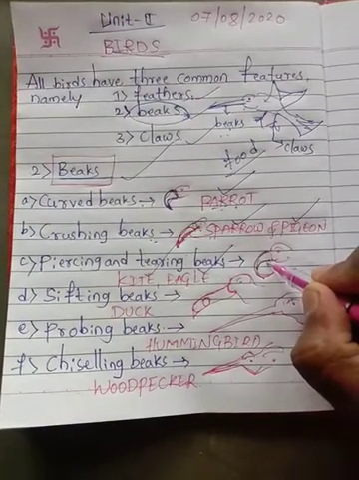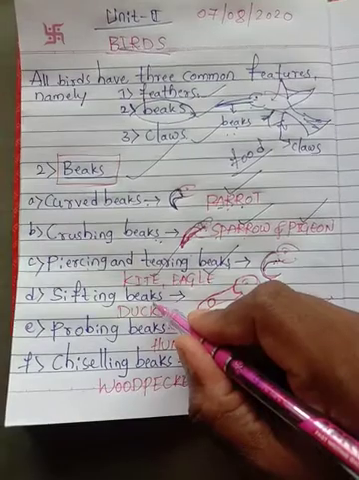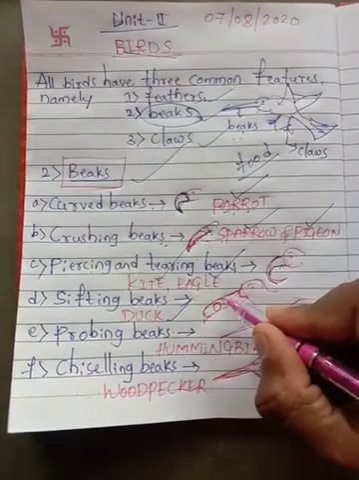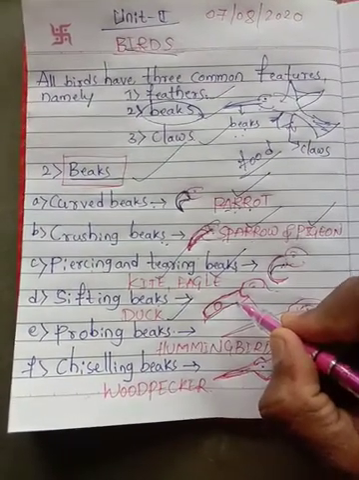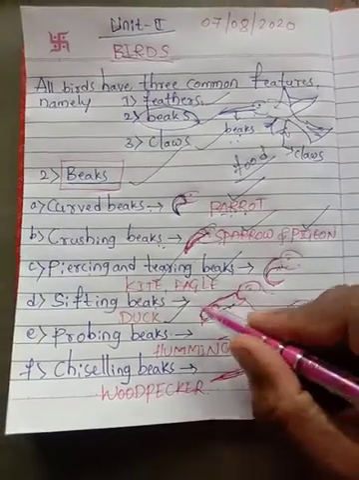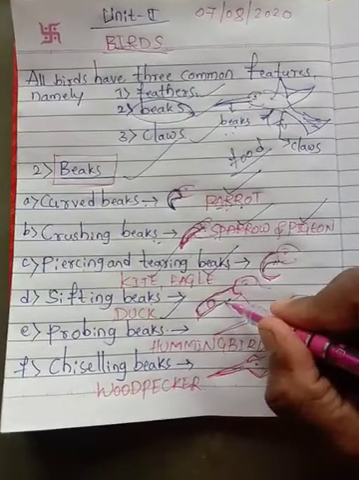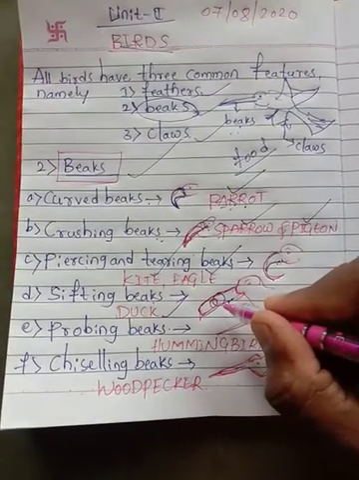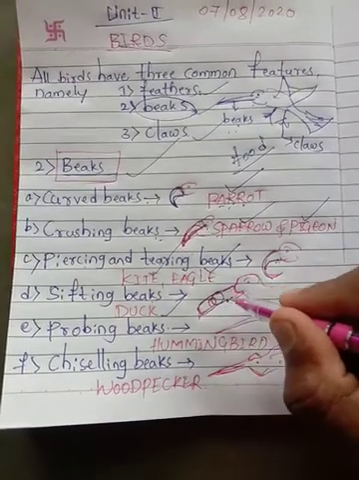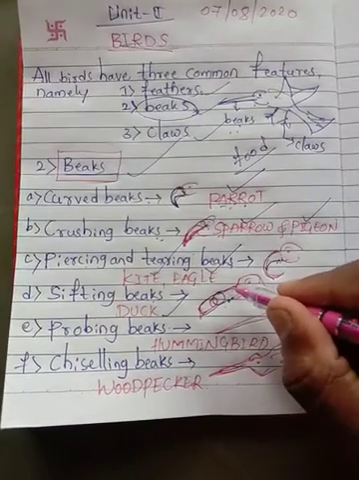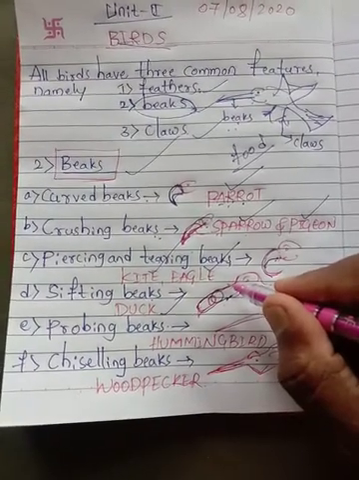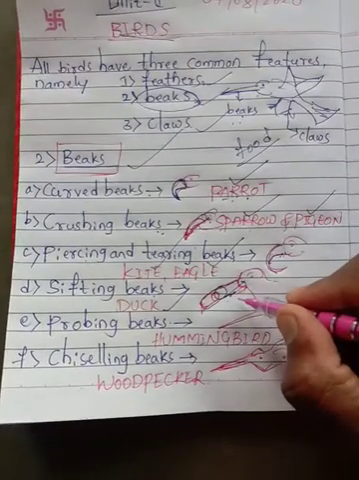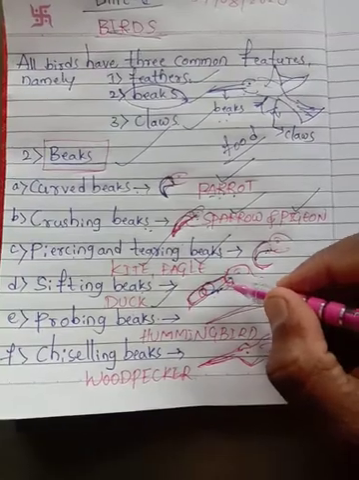And shifting beaks. An example of a bird with shifting beaks is the duck. Look there, their beak is very wide. Ducks have a flat and broad beak with small holes on both sides. The duck digs up food from the mud, and water is pushed out through the holes, leaving the food behind.